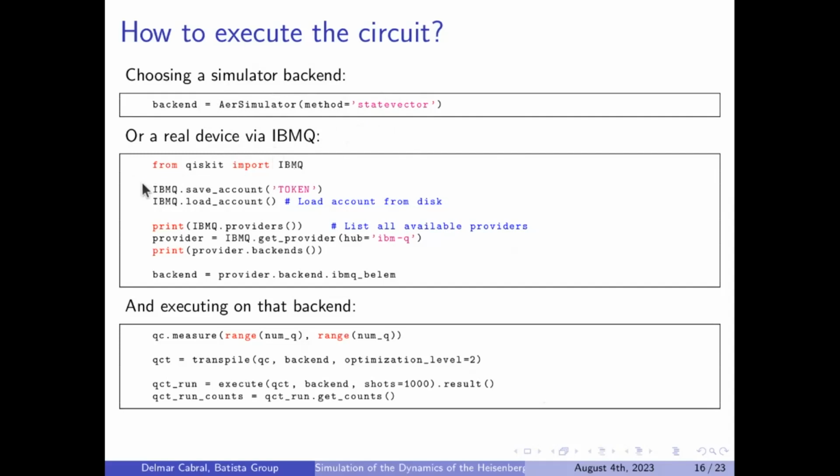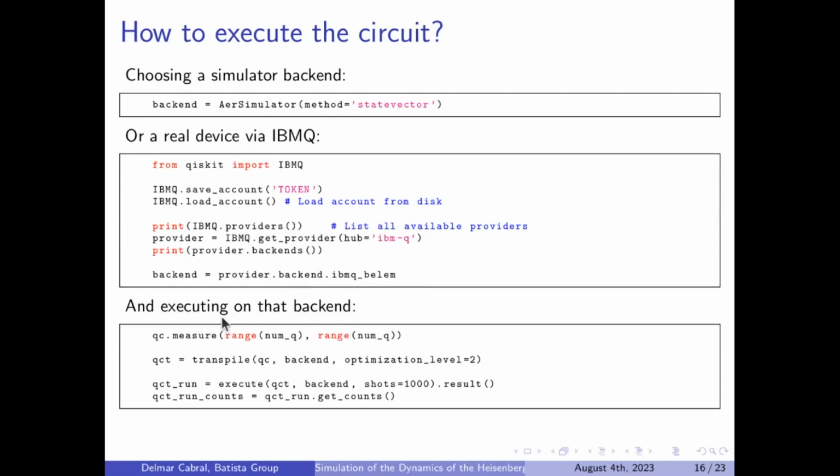You need to supply your account credentials. And to do so, you'll need to have an IBM account created. You can list all available providers and list all the available backends within that particular provider. In this case, I'm selecting one of those that are available, IBM Quebec, which is going to be used to execute the circuit. If you want to execute on the backend, the syntax after this is exactly the same.